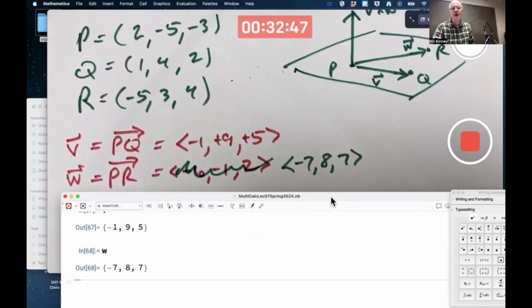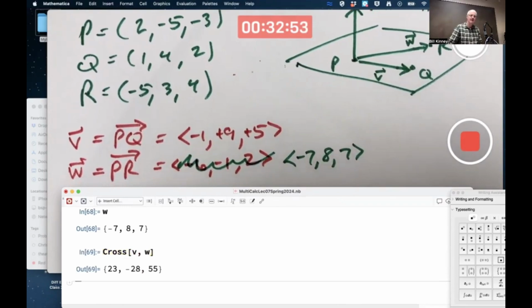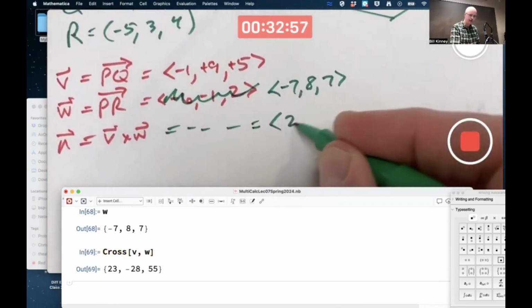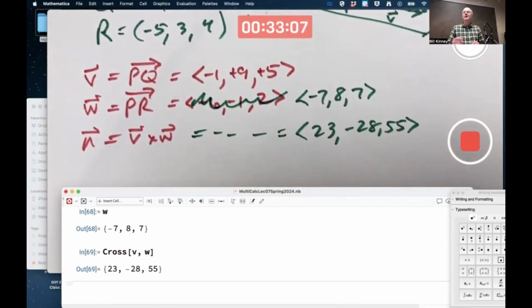Okay, the quick way to do cross product in Mathematica is Cross. There it is. There's N, having components 23, negative 28, 55. How does this normal vector to the plane determine the plane?